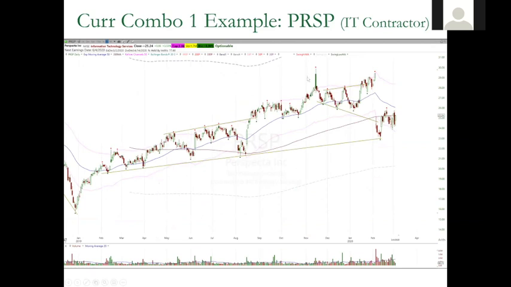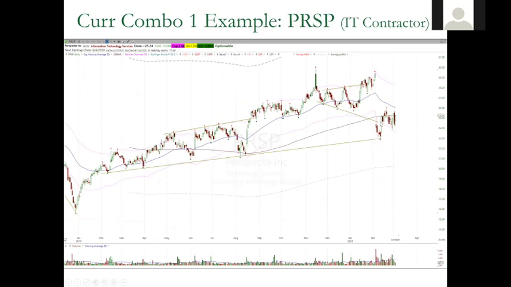Here's one we covered at the last meetup. Basically, this is a contractor called Perspecta, an IT contractor, and again it's a trend line intersecting a trend channel line. So the setup occurred here.